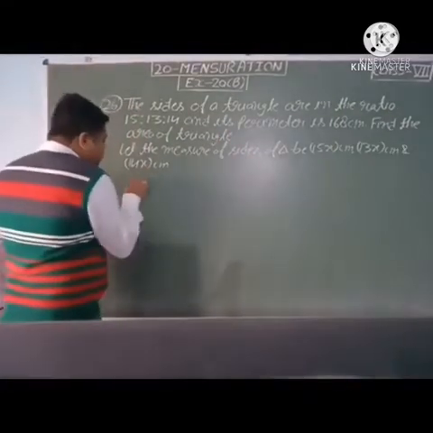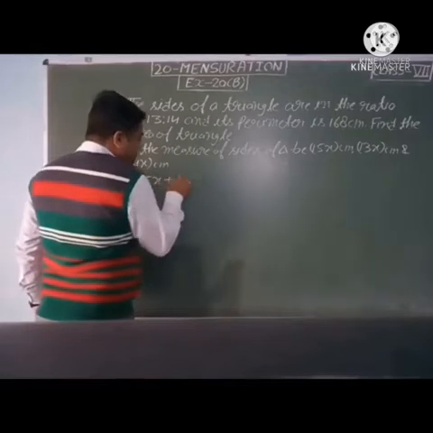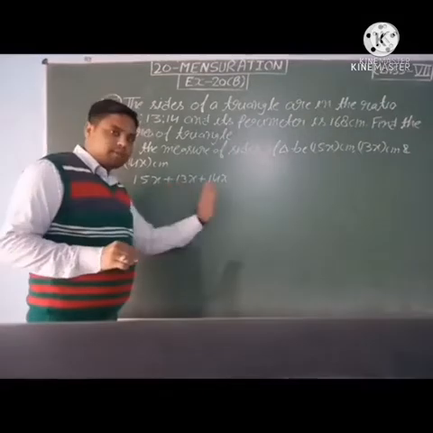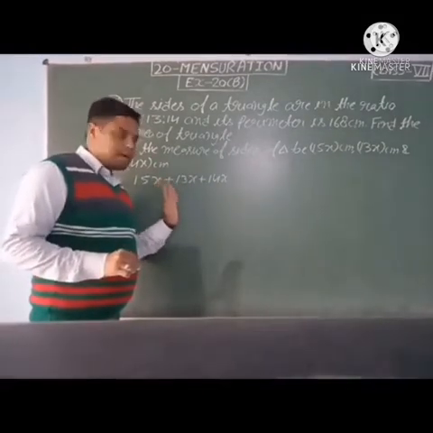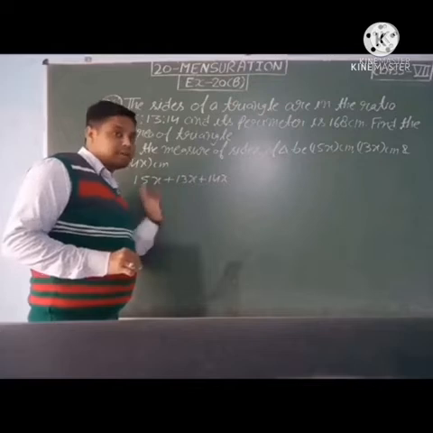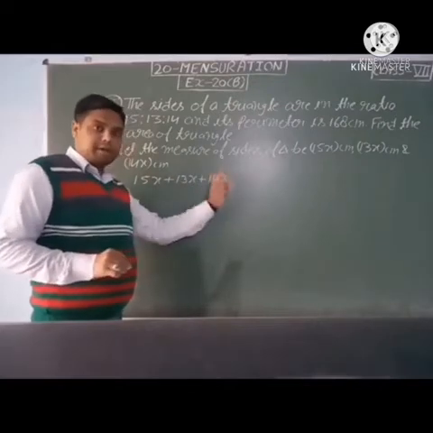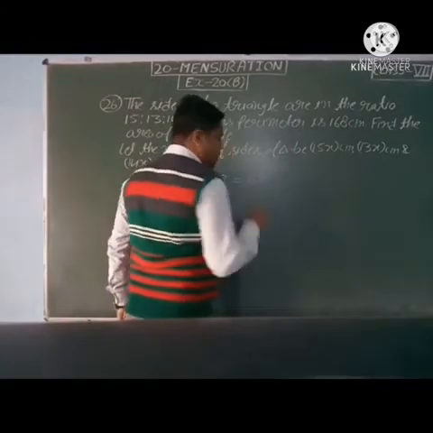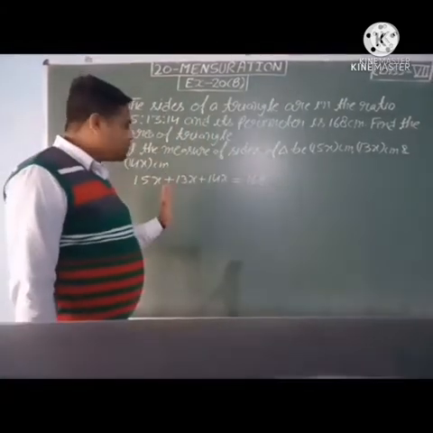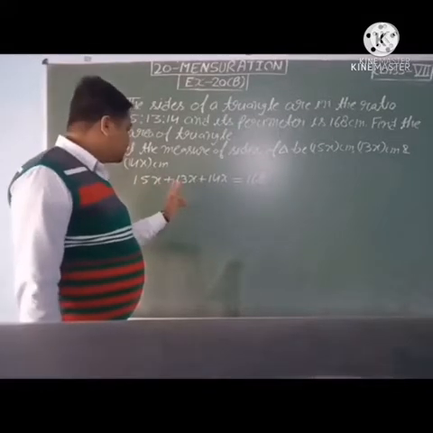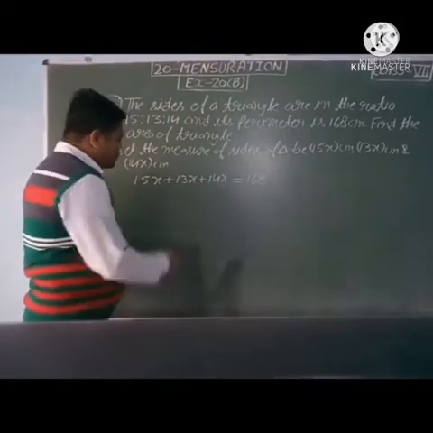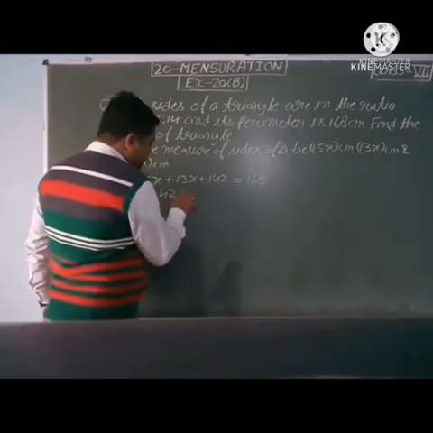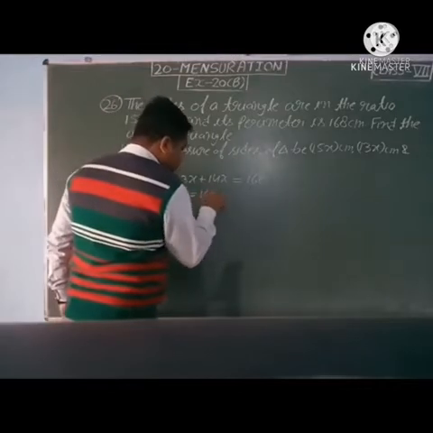So 15x plus 13x plus 40x. We are doing the sum of the measure of sides. It means its perimeter. Perimeter is given, equal to 168. Now we can find the value of x. So 5, 3, 8 and 4, 12. Carry 1, then 4. 1, 2, 3 and 1 carry 4. 42x is equal to 168.